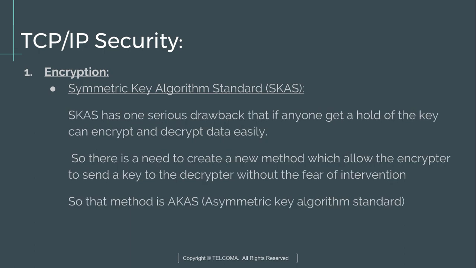As SKAs use the same cryptographic key to encrypt and decrypt the data, it is a very serious drawback, because if anyone gets hold of the key, they can encrypt and decrypt data easily. So there is a need to create a new method which allows the encryptor to send a key to the decryptor without the fear of intervention. That method is AKA. The method AKA was invented to remove this drawback.